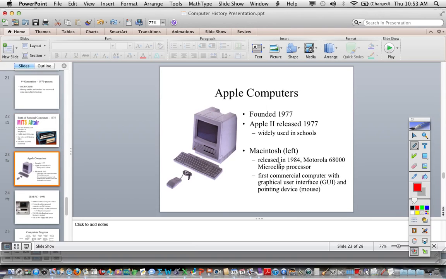Now, this is actually a Mac that came out in 1984. And the Mac was the first one that had the mouse and the user interface, with the pull-down menus and stuff like that. Before then, everything was just text-based on the screen.